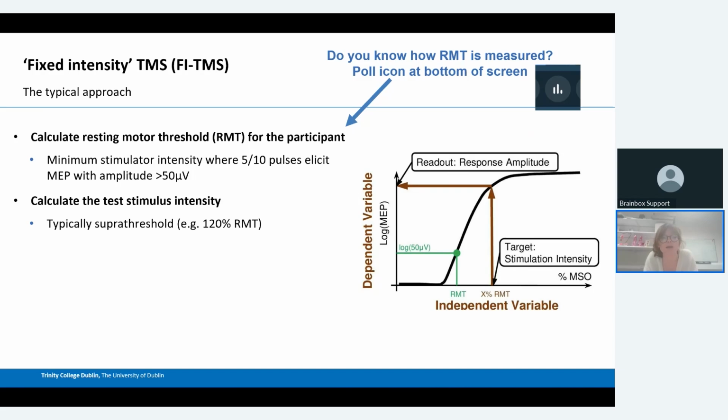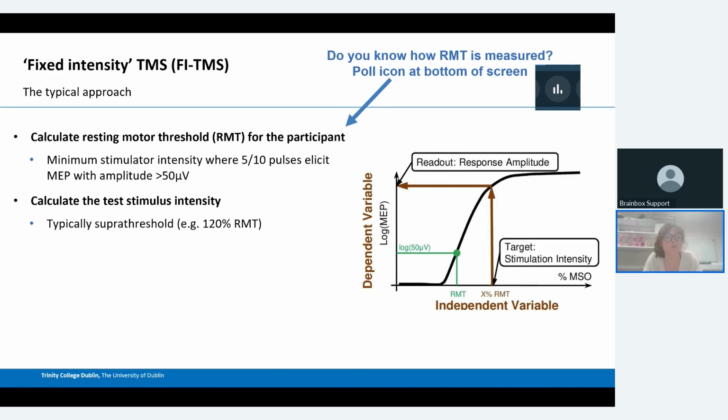But if we apply 10 pulses at a lower stimulation intensity and we only get, say, 3 out of 10 responses above 50 microvolts, then we turn the stimulation intensity up again. And we iteratively turn the stimulation intensity up and down until we converge on the stimulation intensity which results in 5 out of 10 responses being above 50 microvolts. That'll be familiar to many of you, just keep that in mind.